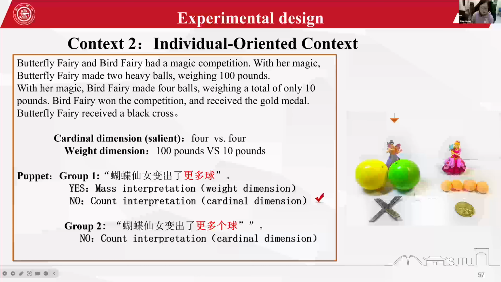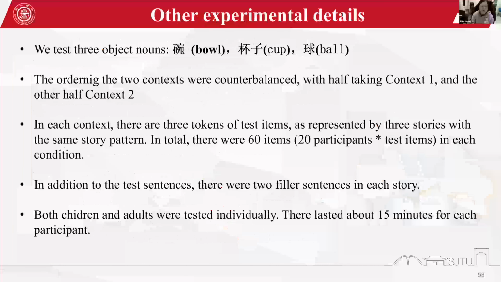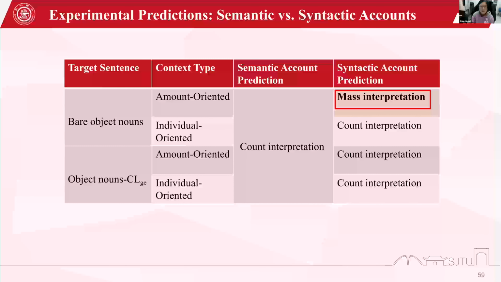So against this story, we present group 1 participants with the bare noun sentence, 蝴蝶仙女变出了更多球. So I would say you would reject the sentence, right? And assign the count interpretation in this context, because this context emphasizes the number here. And for group 2, 蝴蝶仙女变出了更多个球. Against this sentence, we expect participants to reject the sentence and assign the count interpretation. Okay, so we test both the same nouns as we did in experiment 1, and this is the result.